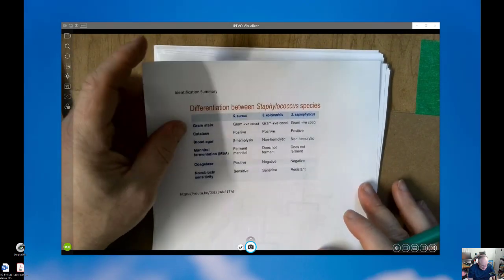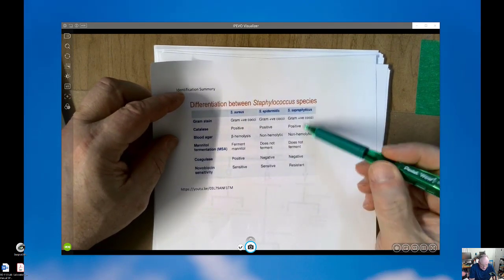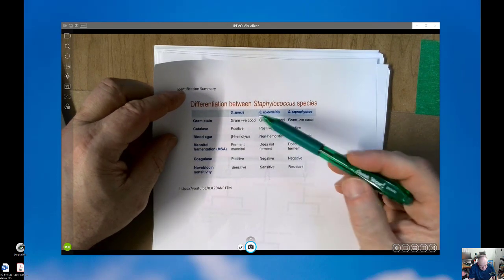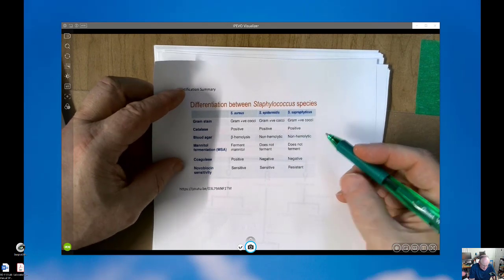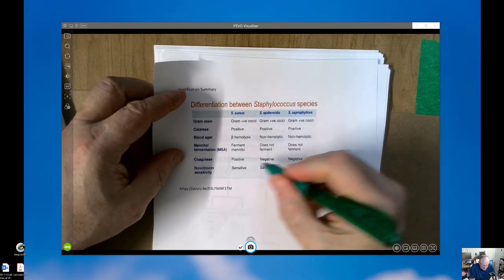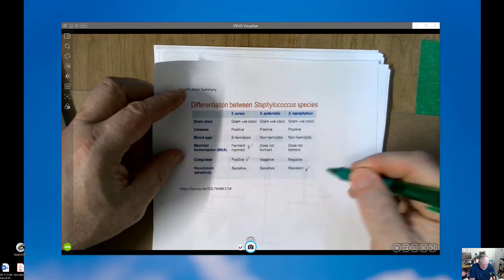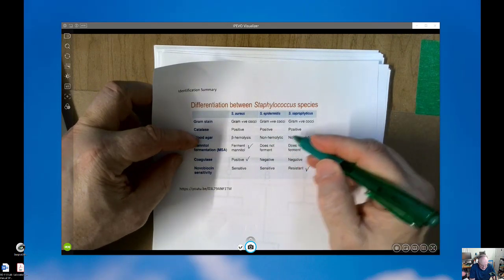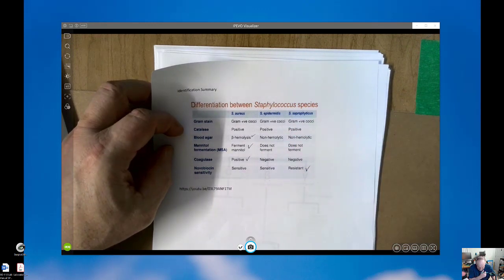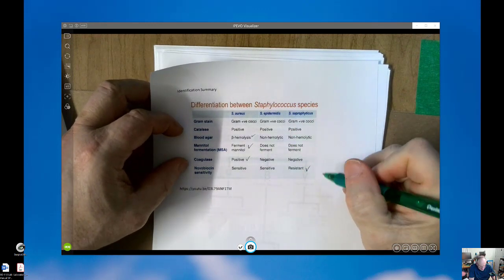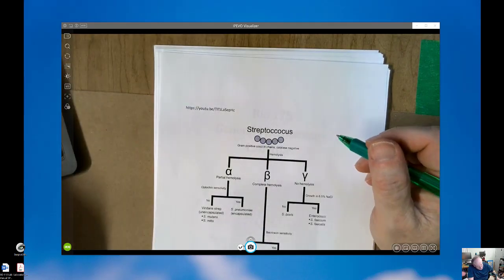From the last time, maybe this handout summarizes what we were doing: identifying and separating different organisms based on some characteristics. The ones that we focus on show you different aspects, the tests that work for each of these that are specifically different. Obviously catalase doesn't seem to work, but the novobiocin and things like that. That's the summary from the staph portion.